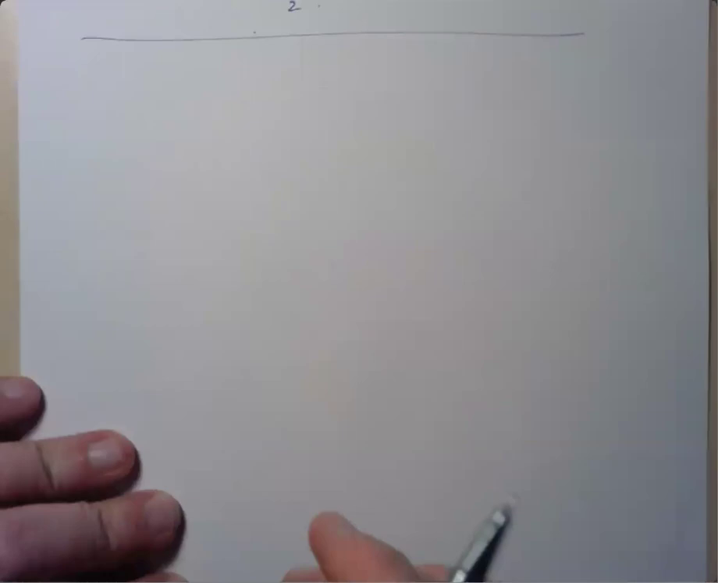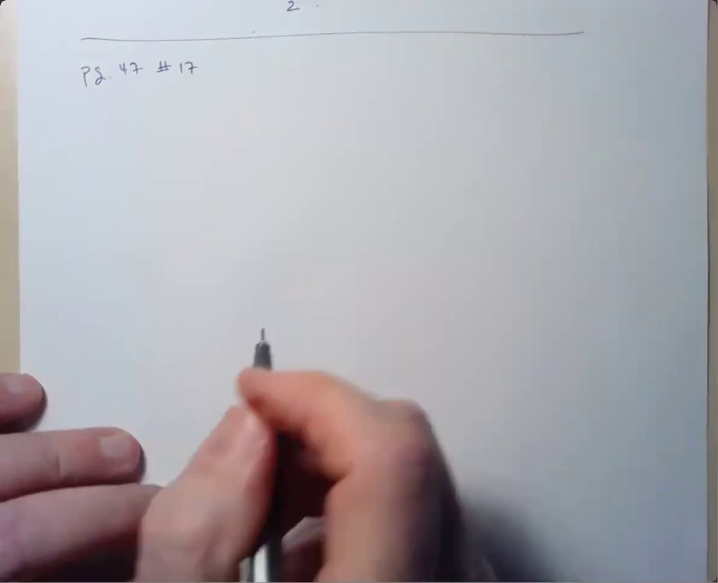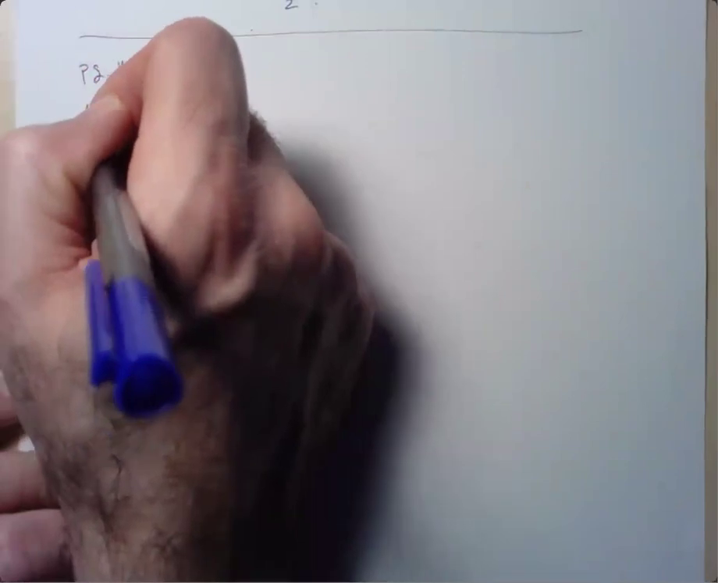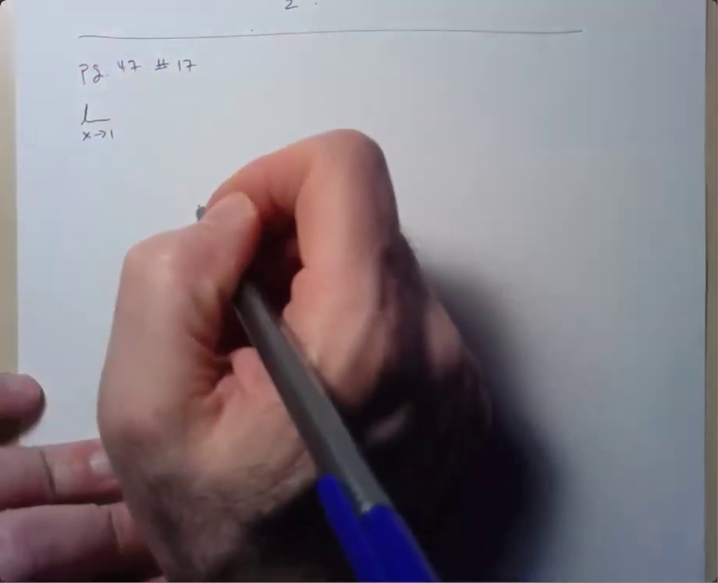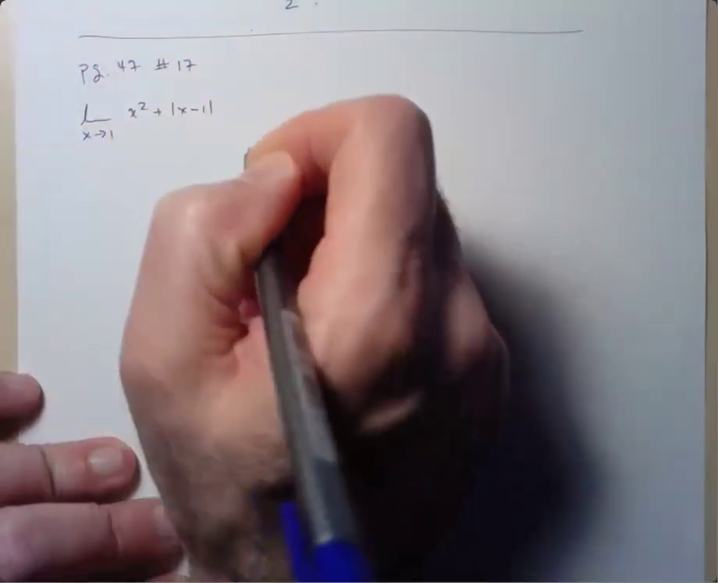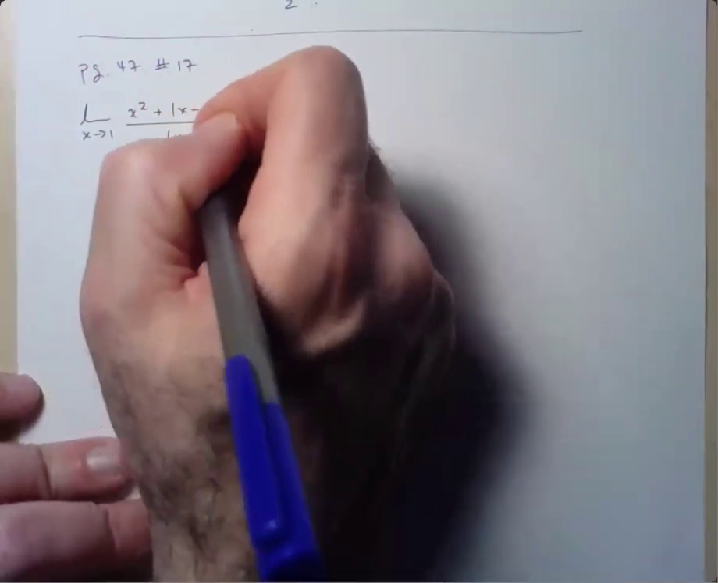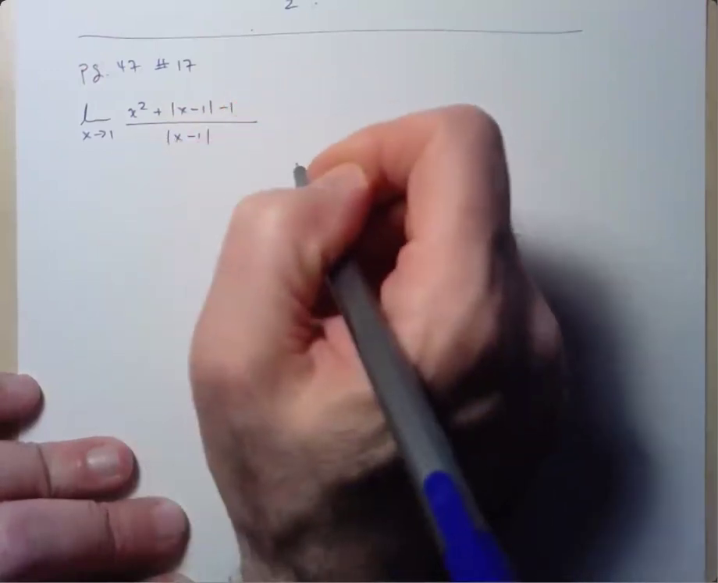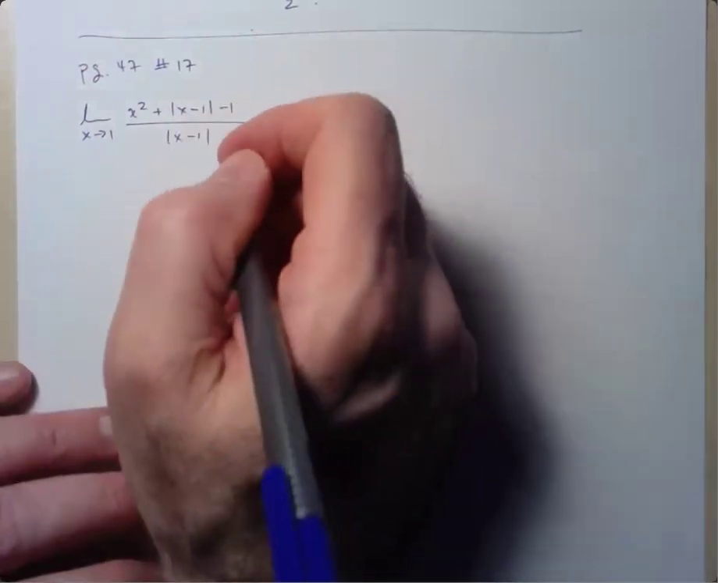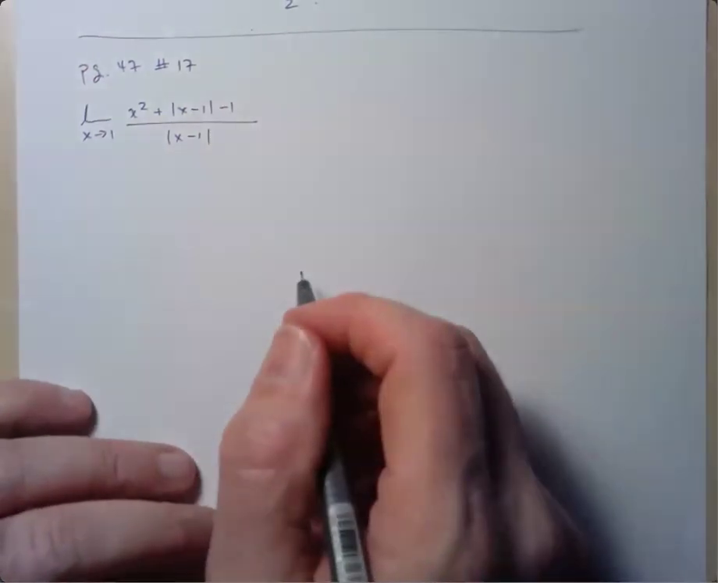Okay, so let's take a look here. Page 47, number 17. Let me write this out carefully. If you have the book in front of you, just check that I'm writing this out. So x squared plus x minus 1, absolute value of x minus 1, minus 1, all over absolute value of x minus 1. They're asking us if this limit exists. You can sketch it, but I'll have you look at it on Desmos.